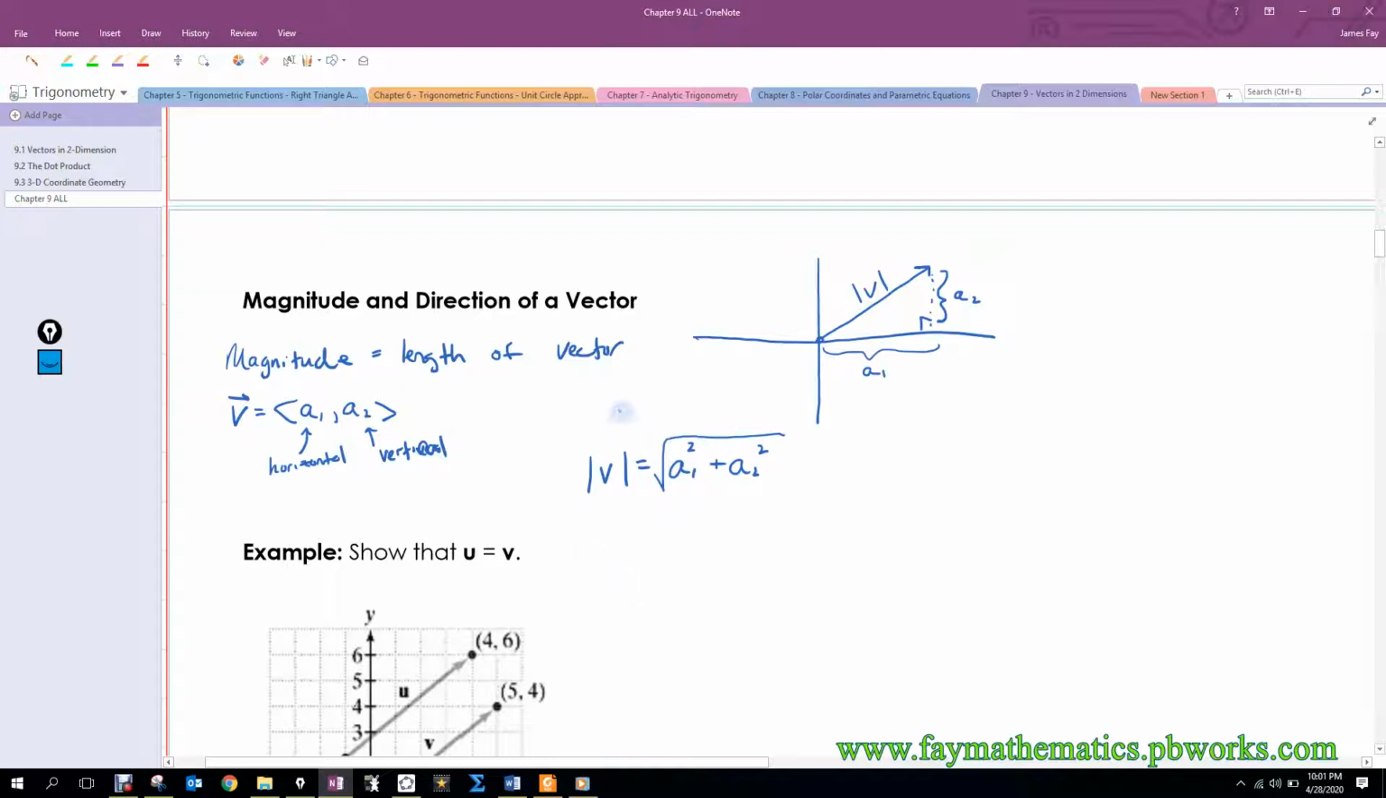Okay. And remember that when we're finding the length of something, it's always got to be a positive number. So that's our magnitude.